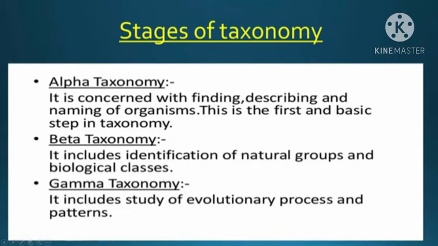In case of beta taxonomy, it includes identification of natural groups and biological classes. In the gamma taxonomy, it includes study of evolutionary process and patterns. Here, again, we will try to learn the relationship of taxonomy and systematics more clearly.